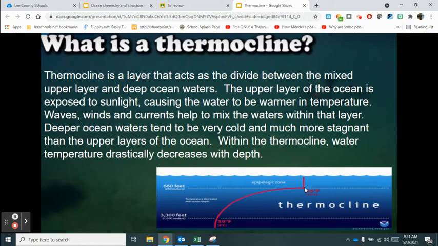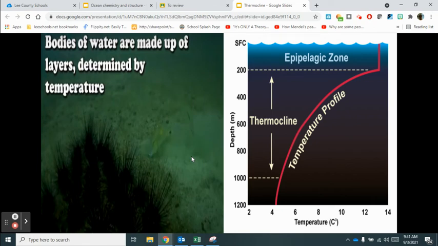So you can see in the epipelagic zone here, it's at 55 degrees Fahrenheit, and in the thermocline, it declines rapidly down to 39 degrees Fahrenheit. Bodies of water are made up of layers determined by temperature. So there's different temperatures in the different layers. You can see in the top epipelagic layer, we're at about 13 degrees Celsius, and then we go down pretty drastically to 4 degrees Celsius at 1200 feet.